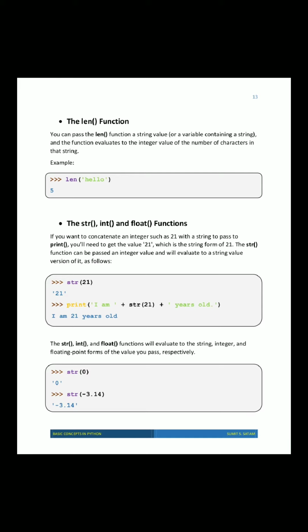Alright. Next, the next example, like print I am plus string 21 plus years old. That means I'm concatenating these strings together. So the answer will be I am 21 years old. This 21 is actually in string form. Right. Next example is string of 0, that is 0 in single quotes. Next, string of minus 3.14.